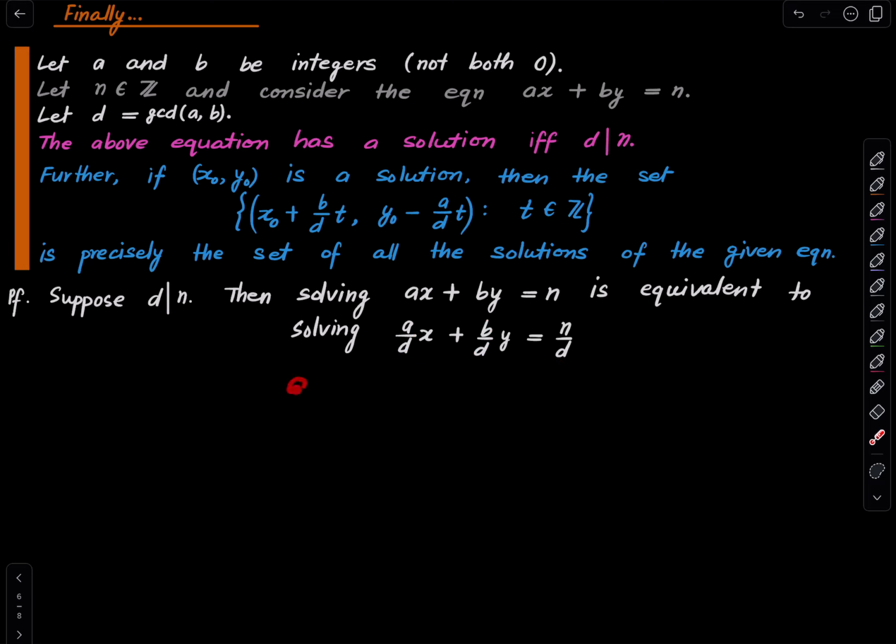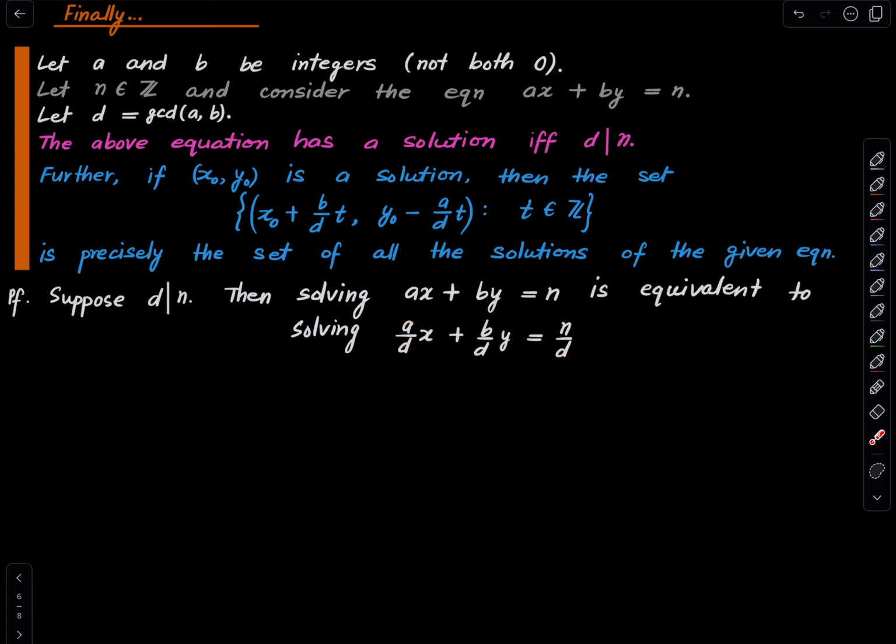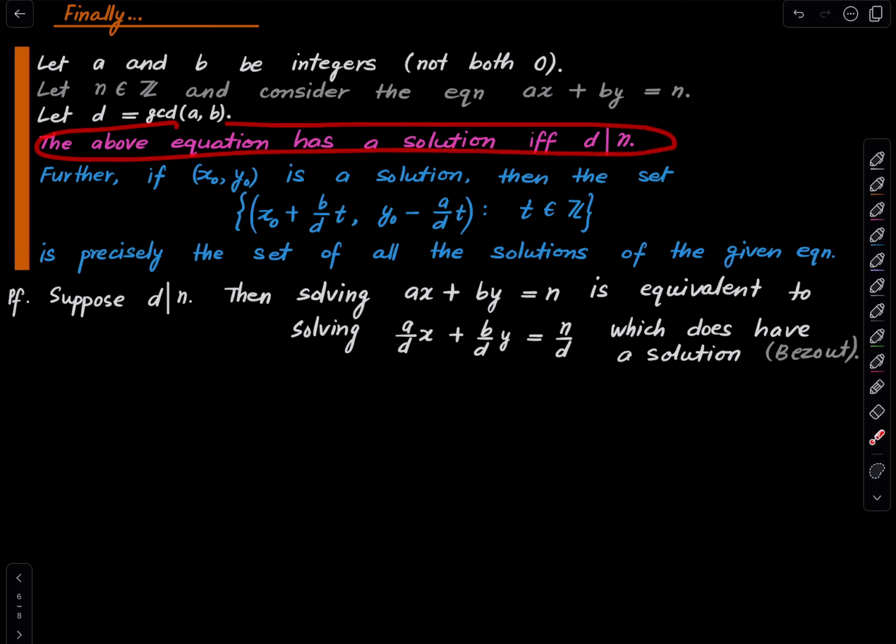Why? Because this equation has a solution by Bezout's theorem. A by d and b by d are relatively prime. They have GCD 1. So this has a solution. And therefore, once you find a solution to this equation, you just scale the solutions by n by d. That serves as a solution to this equation. So I'll just say that it does have a solution, and the reason is Bezout's theorem. Okay, great. So we have justified this part of the proposition.